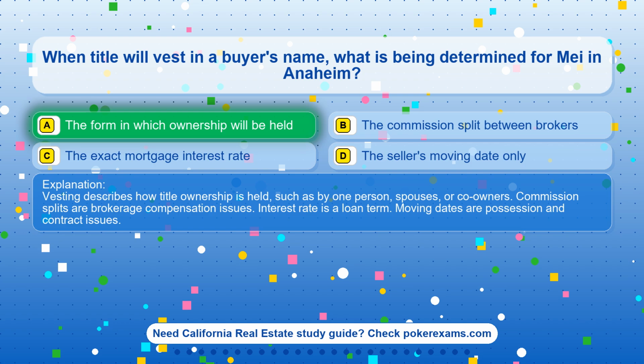Commission splits are brokerage compensation issues. Interest rate is a loan term. Moving dates are possession and contract issues.